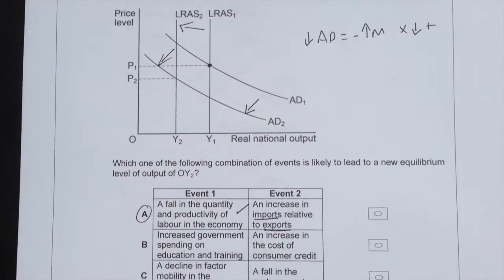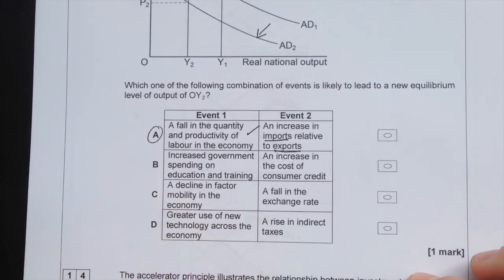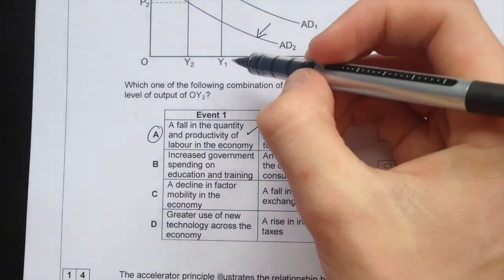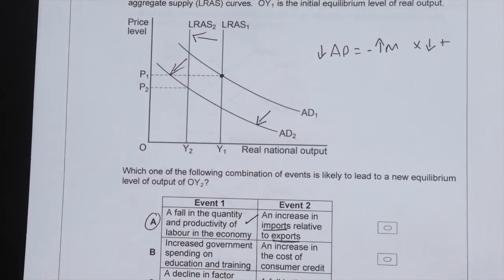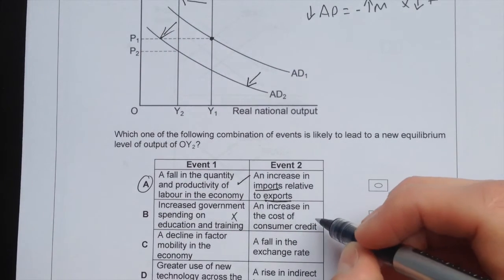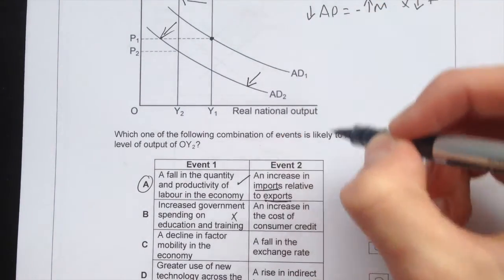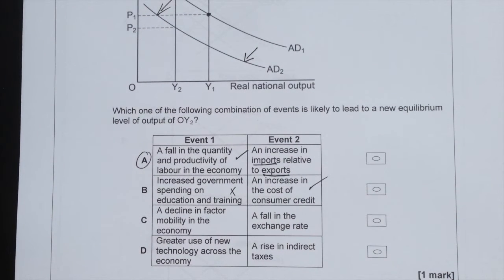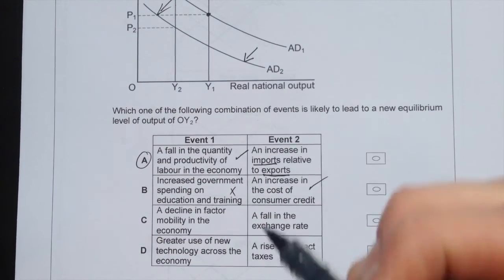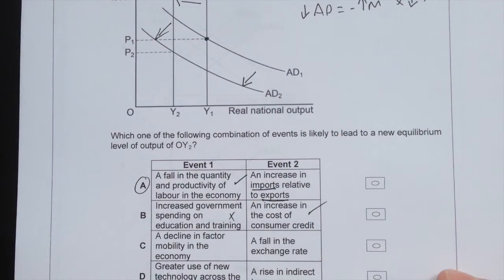I'll just go through why the other ones won't be right. So B is an increase in government expenditure on education and training. That would actually cause our LRAS to move the other way, to move outwards. So it's not going to be this one. An increase in the cost of consumer credit would cause AD to move from AD1 to AD2. A decline in factor mobility of the economy will cause the LRAS curve to shift in, because our factors can't get to where the work is.